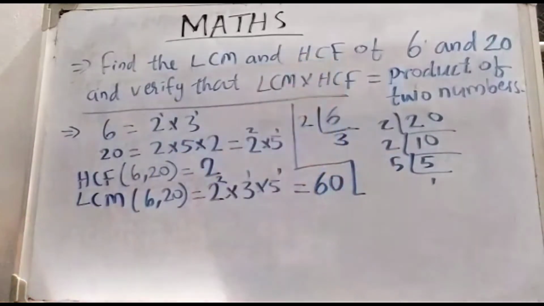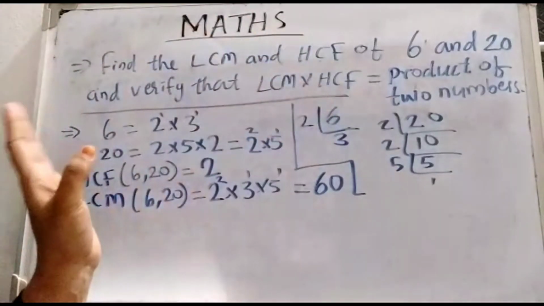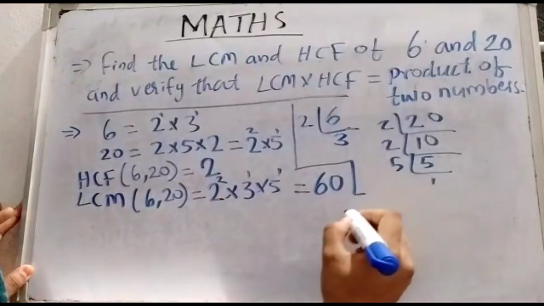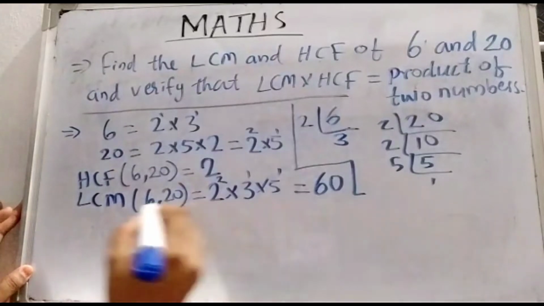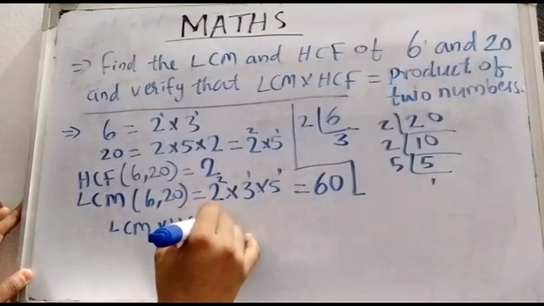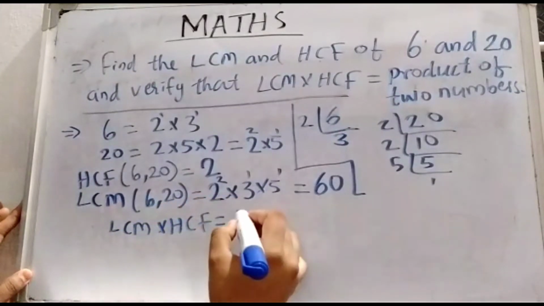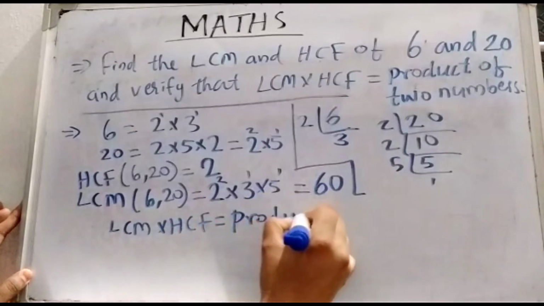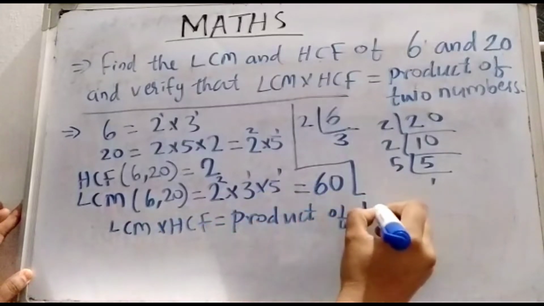Okay, so we found the LCM and HCF. Next we need to verify the result. What is the result? LCM into HCF is equal to the product of the two numbers.